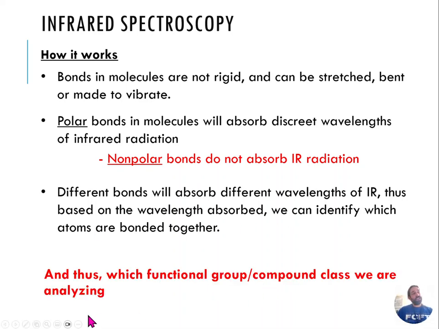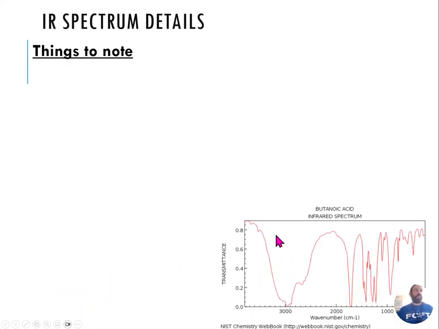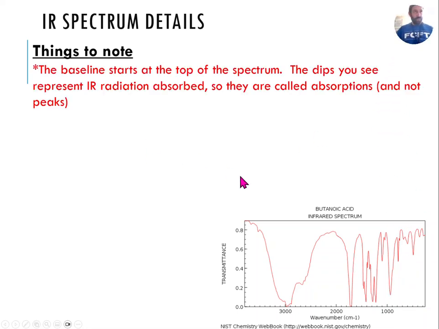And if you know which bonds you have, you can determine which functional group or compound class you're working with. So here is an infrared spectrum of butanoic acid. Some quick things to note. The baseline for this spectrum is actually at the top. And what we see is dips, which represent the wavelength of infrared radiation absorbed. So we call them absorptions and not peaks.